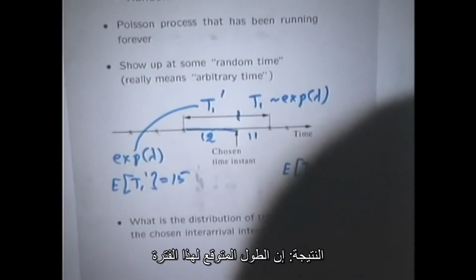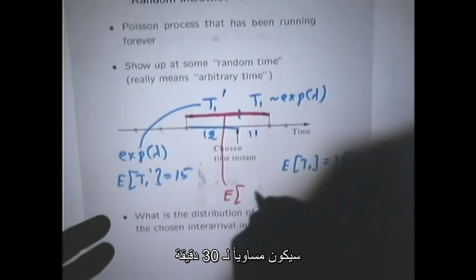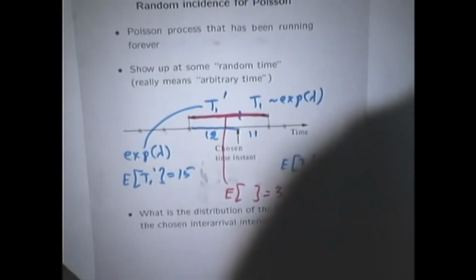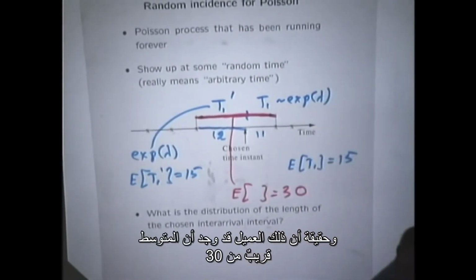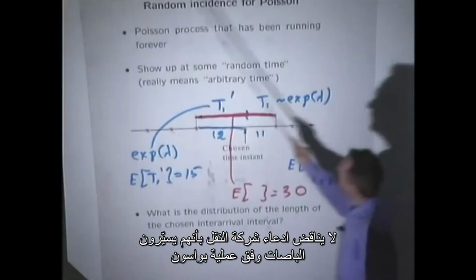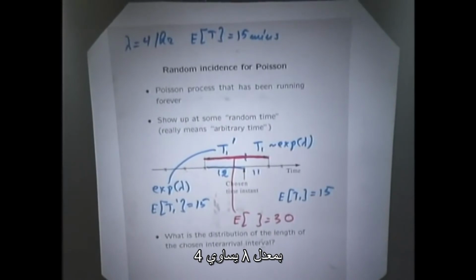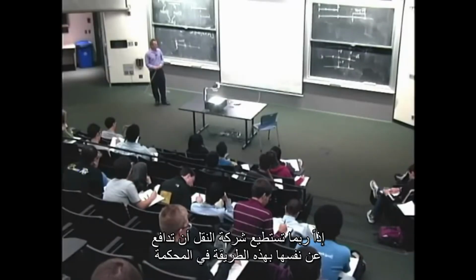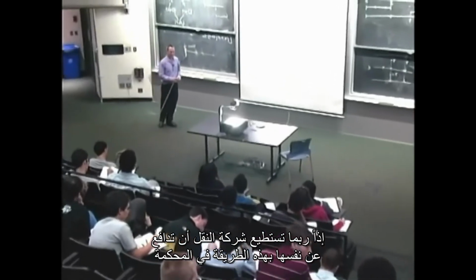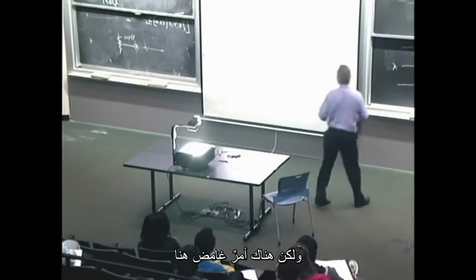The conclusion is that the expected length of this interval is going to be 30 minutes. And the fact that this agent found the average to be something like 30 does not contradict the claims of the bus company that they're running Poisson buses with a rate of lambda equal to 4. Okay, so maybe this way the company can defend themselves in court, but there's something puzzling here.